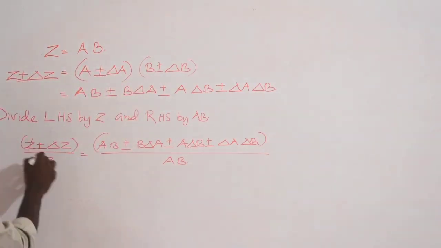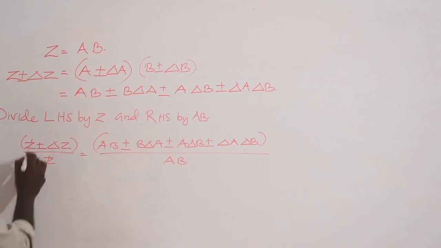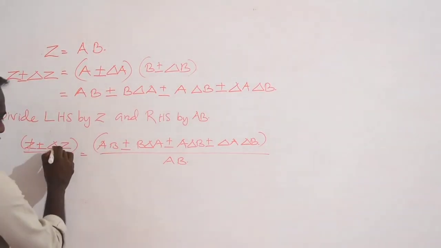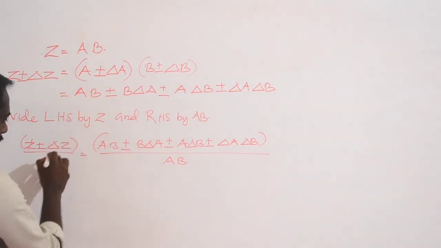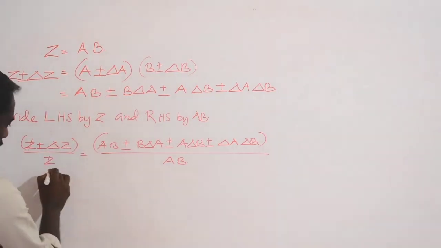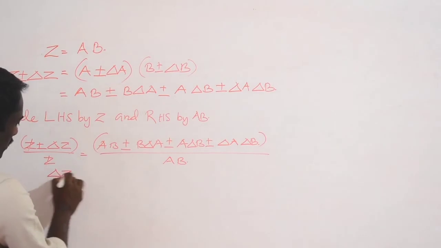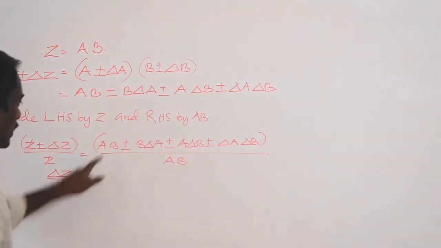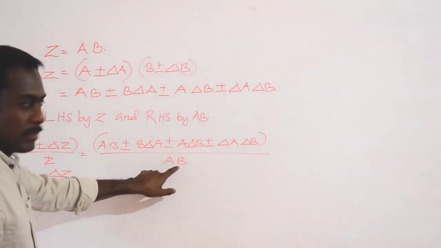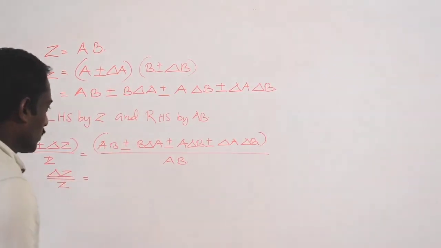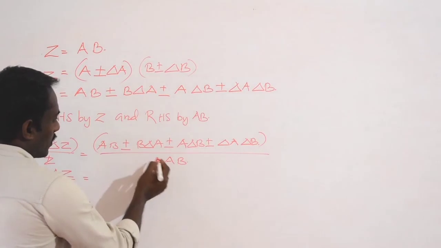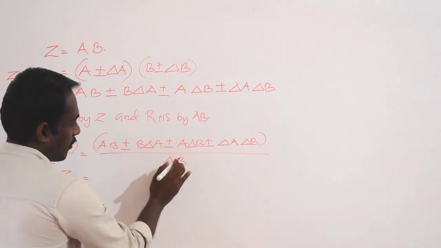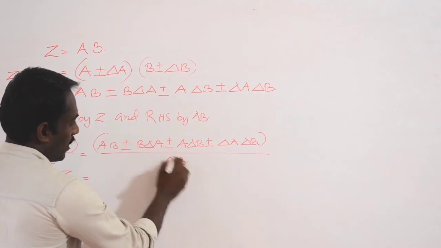This Z and Z will be cancelled. So Z divided by Z, that will be 1. Then what will remain? Delta Z divided by Z is equal to, then AB divided by AB will be cancelled, that will be 1. Then what will remain here in the first term? B into delta A divided by AB. So B and B will be cancelled.